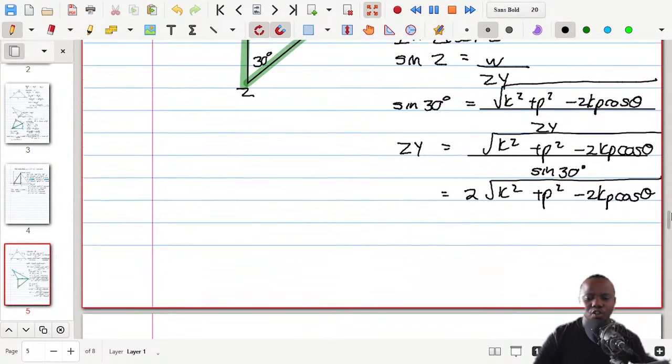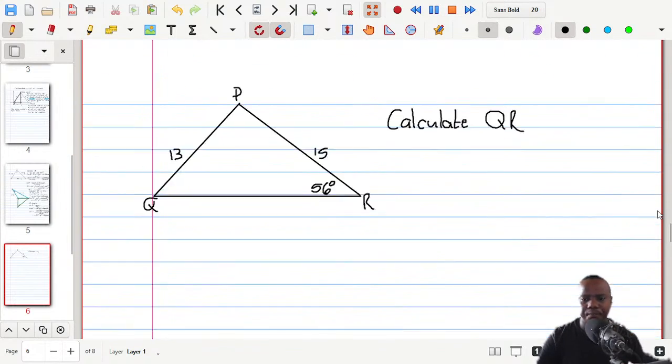Let's move on to the next section. We still have a question here, and this question wants us to calculate QR. Now, we do not have two sides and an included angle. We've got two sides, yes, but we do not have an included angle. As a result, we could use the sine rule, because remember, we use the sine rule if we've got two sides and one angle.